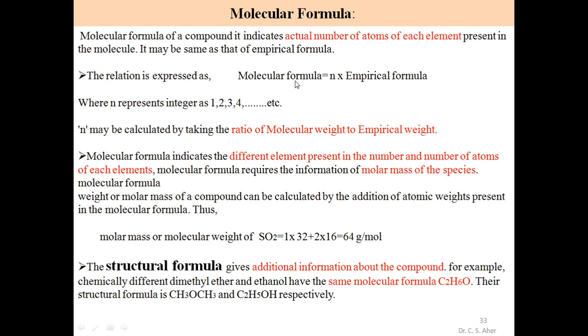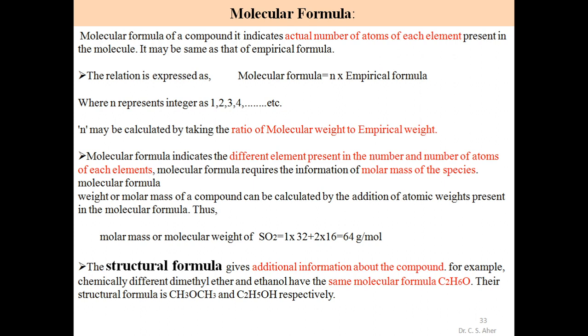The relation is expressed as: molecular formula is n multiplied by empirical formula, where n represents an integer: 1, 2, 3, 4, and so on. If n is equal to 1, then the molecular formula and empirical formula are the same. This n may be calculated by taking the ratio of molecular weight to empirical weight. This ratio gives the number n.